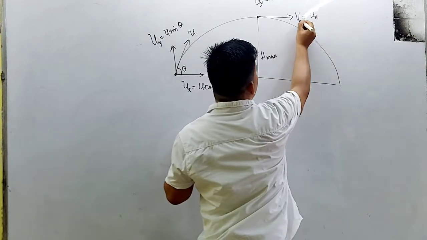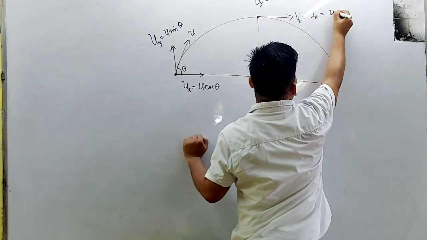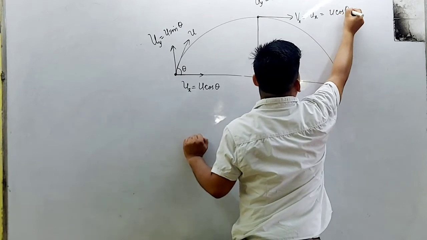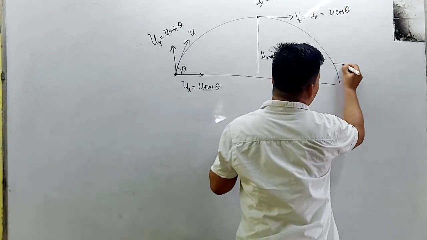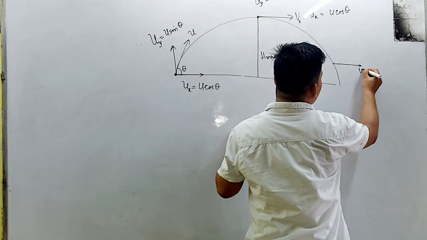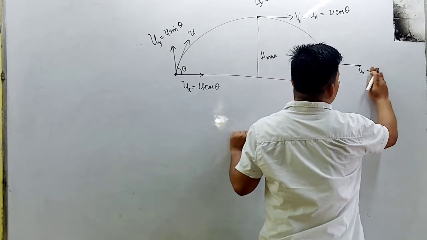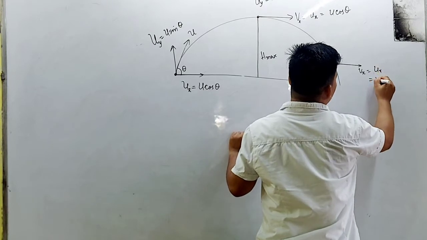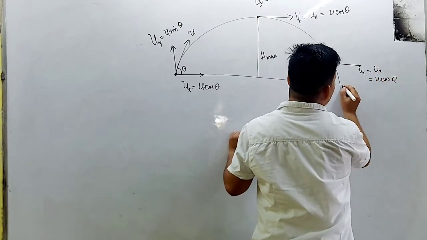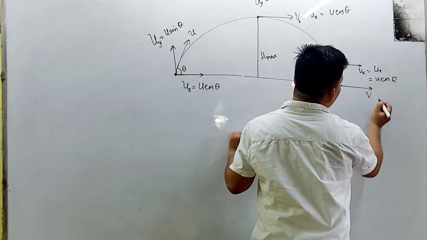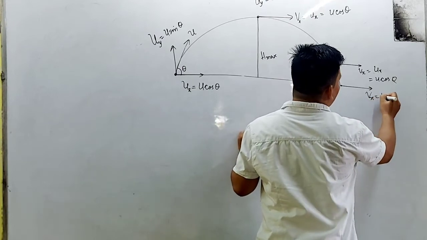The horizontal velocity component ux is equal to u cos of theta. If we consider the horizontal velocity component over here, this will be equal to u cos of theta, or simply ux is equal to u cos of theta. What will be the horizontal velocity component over here? ux.